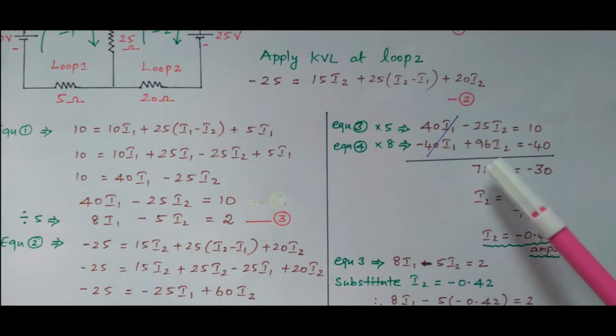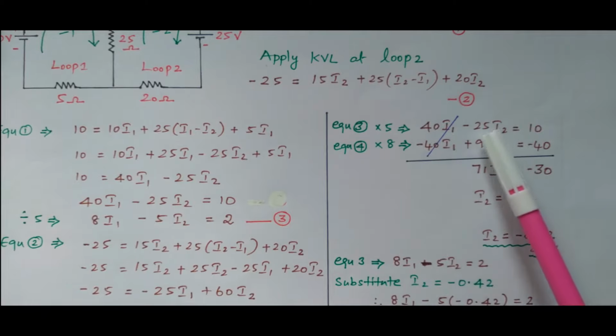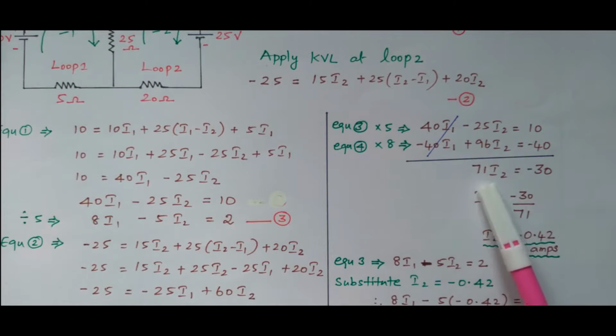We can add the terms because one is positive, one is negative. So minus 25 I2 here, 96 I2 is there. The difference between these two is 71 I2. Similarly 10 here, minus 40, so the resultant will be minus 30. 71 I2 equal to minus 30. So I2 equal to minus 30 by 71. By dividing this, it is minus 0.42 amperes. So I2 is minus 0.42 ampere.